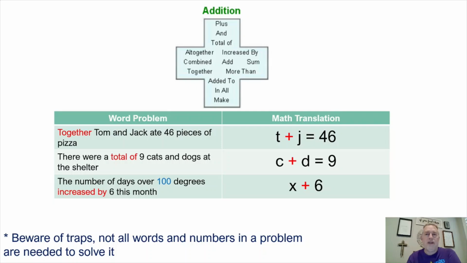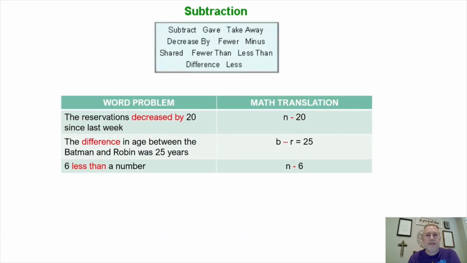The number of days over 100 degrees increased by 6 this month. Guys, beware of traps. Not all words that we see in a problem are necessary to solve it. In this case, the 100 degrees had nothing to do with the problem that we needed to write. We just know that the number of days over that 100 degrees increased by 6. There were 6 more, however you want to look at that, but that means we're going to add. So whatever we had last month, X, we add 6 to it. So we wrote X plus 6.